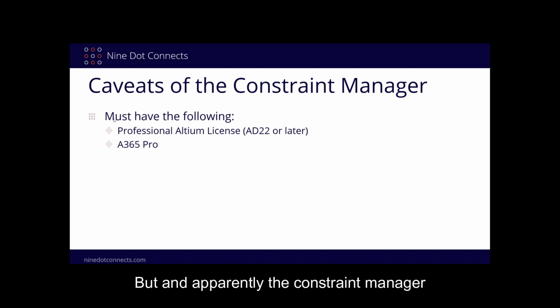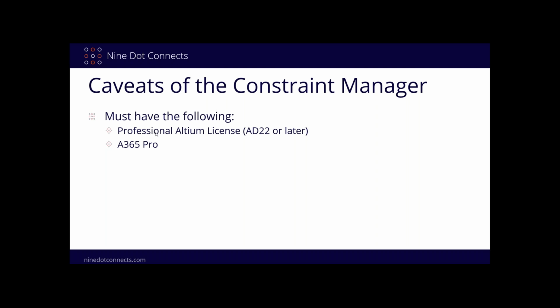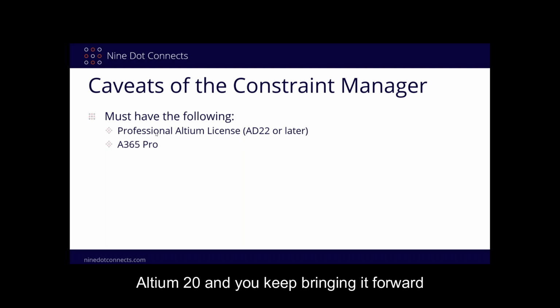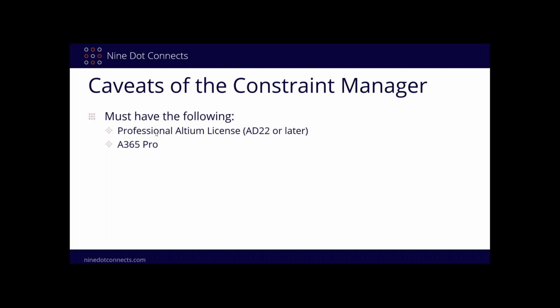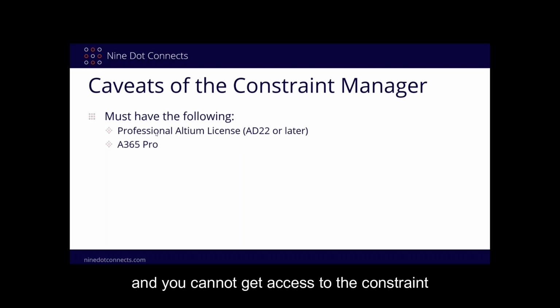But apparently the Constraint Manager is looking for that word. So if you have a license, let's say that you had back from Altium 20 and you keep bringing it forward because you're paying the maintenance on it, and you cannot get access to the Constraint Manager, contact your rep. Their rep should be able to quickly and without charge change that license from Altium to professional, because they're the exact same license. So just be aware of that.